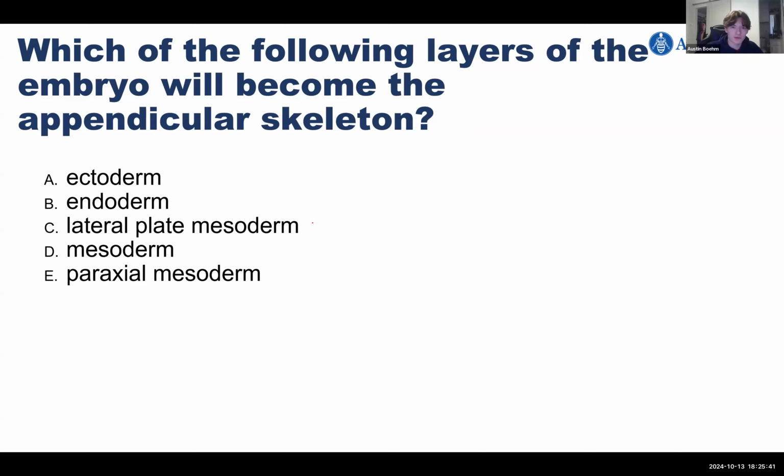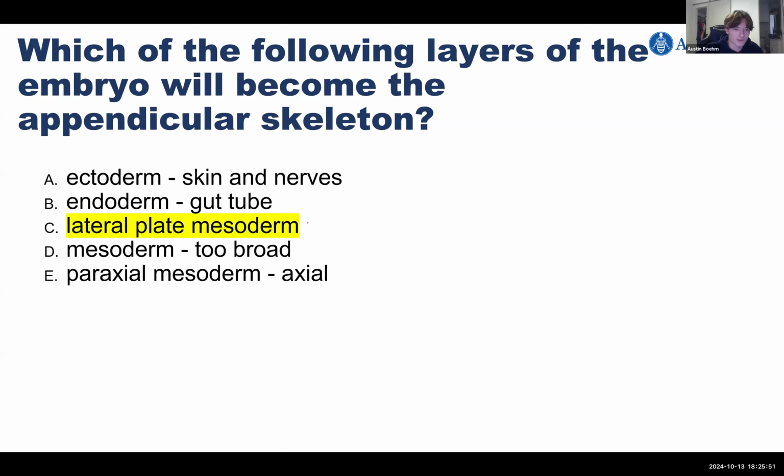All right, so it looks like most of you guys were on the right track with that, trying to choose between the lateral plate mesoderm and then the regular mesoderm. But the correct answer is the lateral plate mesoderm. That's because the question is asking specifically about the appendicular skeleton. If it just said which of the following layers will become the skeleton, that would be more appropriate for mesoderm. The lateral plate mesoderm is a subcategory of that, and that's why that's the best answer for appendicular skeleton.